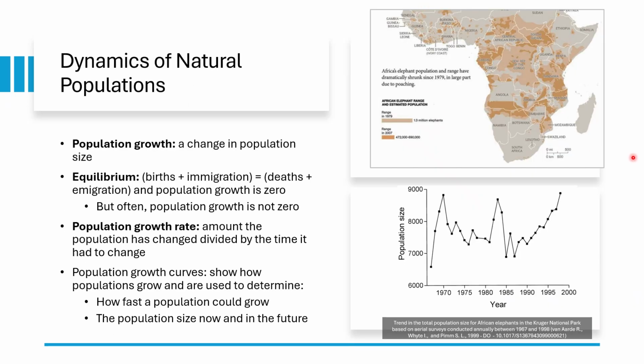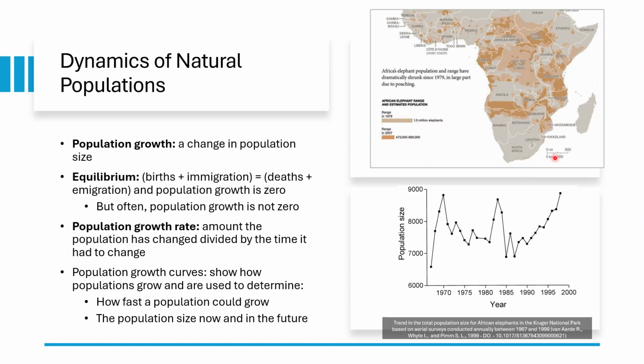So what is population growth? Population growth is defined as a change in population size. In some instances, this change is positive, which means the population is growing. At other times, that change is negative, which means the population is decreasing in number. You are at equilibrium when the number of individuals that we gain by birth and immigration equals the number of individuals that we lose by death and emigration. At that point, you have a zero, but quite often population growth is not zero in an ecosystem, because ecosystems are changing all the time.